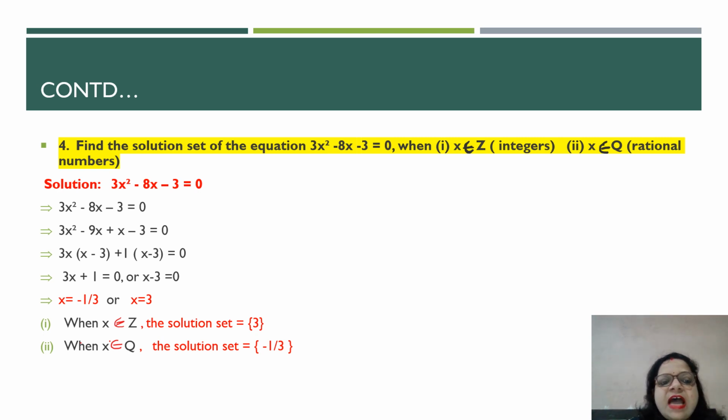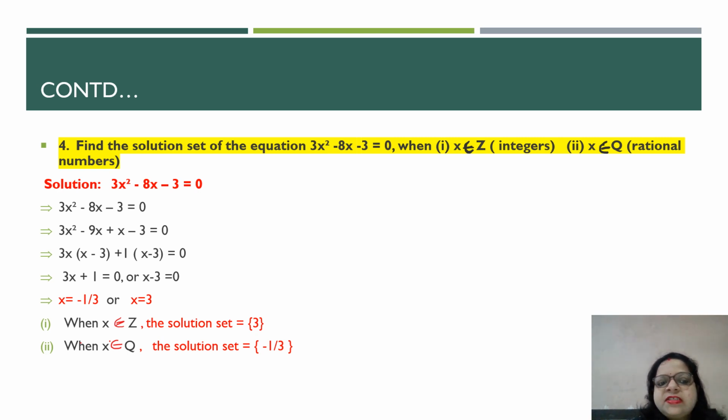Therefore we have to take numbers whose product is 3 into minus 3, which gives us minus 9, and the addition should give minus 8. So we can take 9 into 1. So 3x square minus 9x plus x minus 3 is equal to 0. Minus 9x plus x gives you minus 8x. Okay, 3x into x minus 3 plus 1 into x minus 3 is equal to 0.